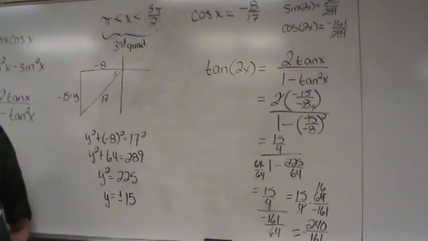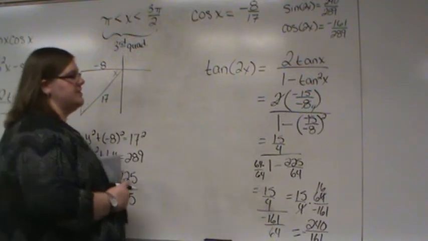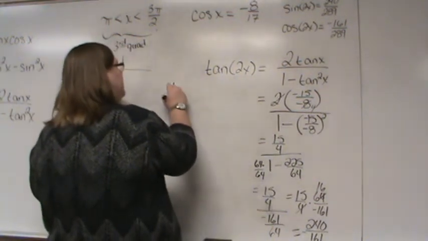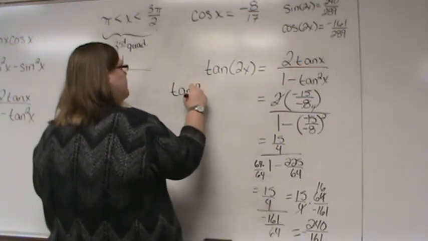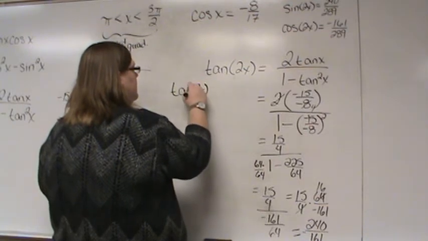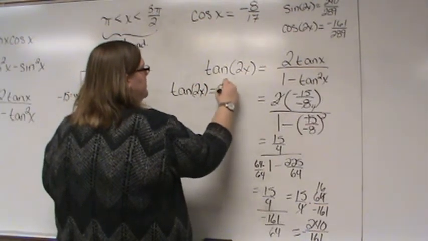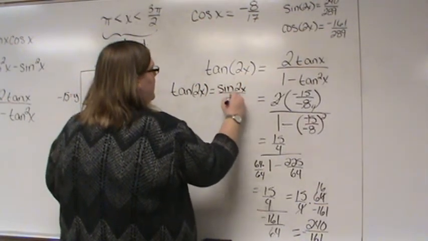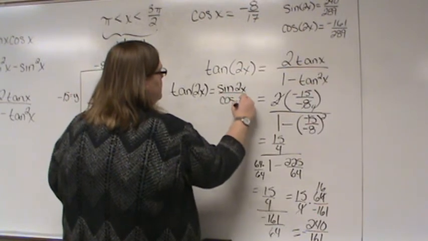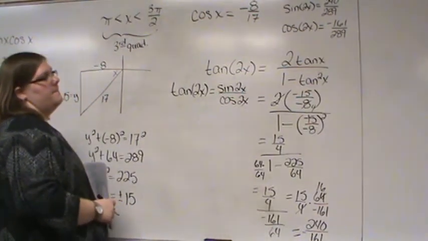Is there an alternate way that we could have done this? You could have done the sine over cosine. So we could have just as easily done tangent of 2x equals sine 2x over cosine 2x. I like that better. Yeah, we should have done that.